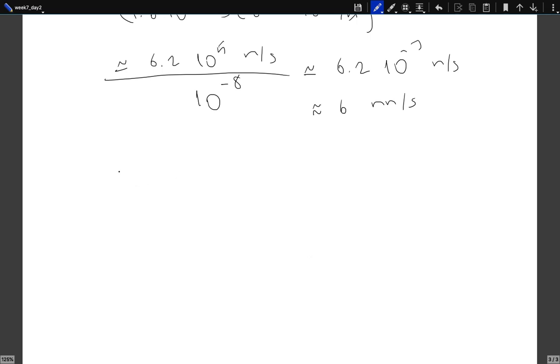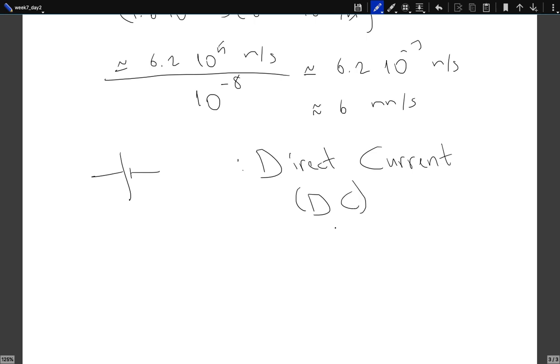Okay, so here we have been discussing the batteries. It creates a constant potential difference between the 2 points. So this is called a direct current, or DC. The current flows always in the same direction, and the potential difference between 2 points is fixed. So that's why it's just pushing it in the same direction all the time.